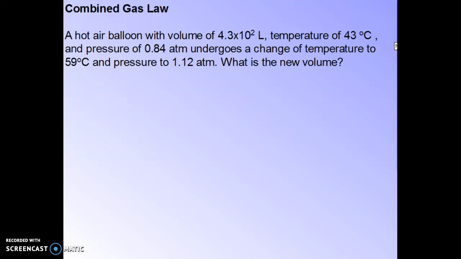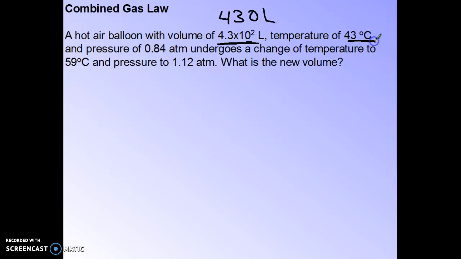So we have a hot air balloon, and this hot air balloon is pretty big. It takes up 4.3 times 10 to the second liters. So let's remember what that is, our scientific notation. If we were to move that decimal twice, that'd be 430 liters. That's pretty big. And the temperature is 43 degrees Celsius.